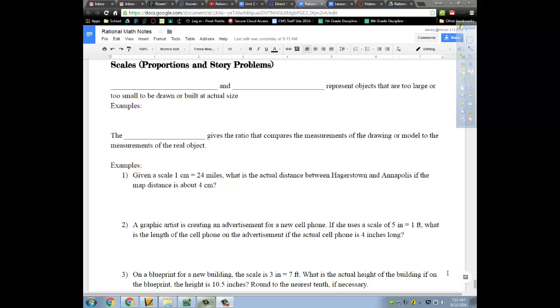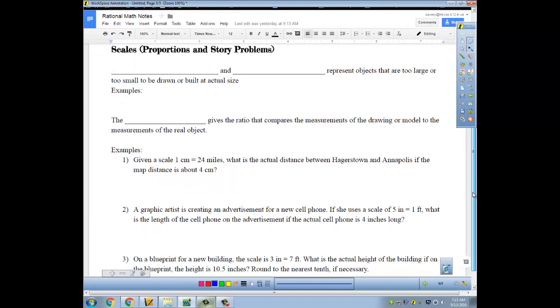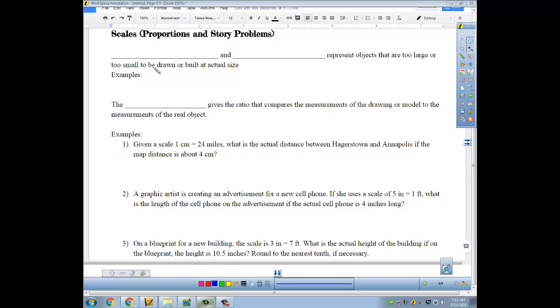Here we're talking about scales. We're going to be using proportions and they're going to be in story problem form. We talked about scales with shapes, so now we're going to do story problems.